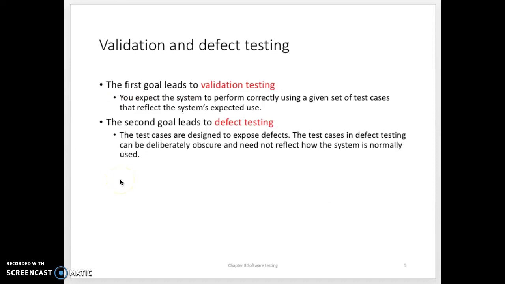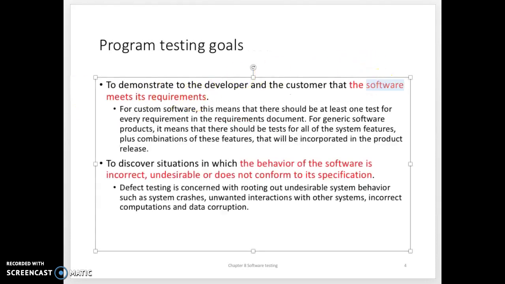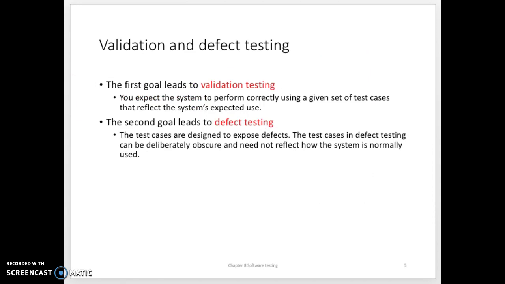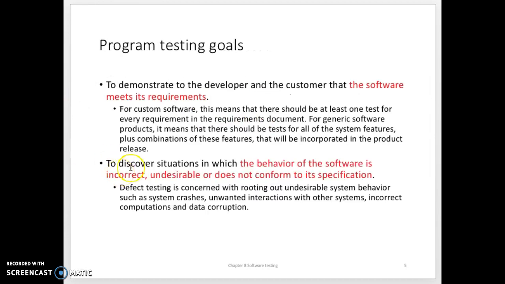Some of you may have heard of the terms validation and verification. So validation is a method of testing. The first goal that we mentioned earlier leads to validation: the software meets its requirements, so we validate whether the software is doing what is intended to do. The second goal leads to defect testing, and it is successful when it finds some defects.